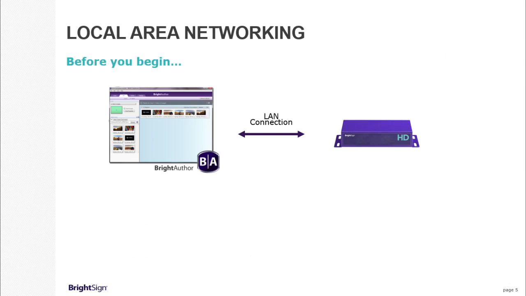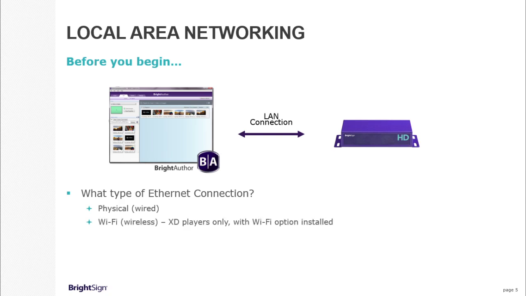Before you begin, however, there are a few questions about your network you should be prepared to answer before you move into setup. First of all, what type of Ethernet connection will the player have? All of our players except one have a physical Ethernet connection on the back, and you simply connect the Ethernet cable and the player is on the LAN and ready to go. But you might be using Wi-Fi, in which case our XD line of players support an optional Wi-Fi module that needs to be installed and the player can operate in a Wi-Fi environment.